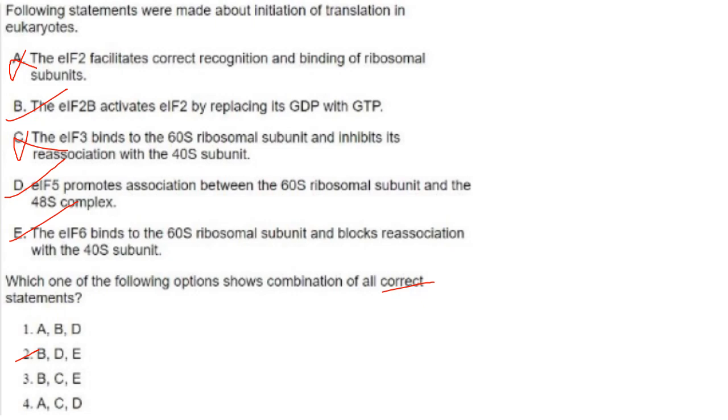EIF5 promotes association between the 60S ribosomal subunit and the 48S complex. That is correct. The EIF6 binds to the 60S ribosomal subunit and blocks reassociation with the 40S subunit. That is also correct. Now if you know that B is correct and C is wrong, then you can happily go for option 2 even if you don't know about D and E. So the answer here is option 2, that is B, D and E.